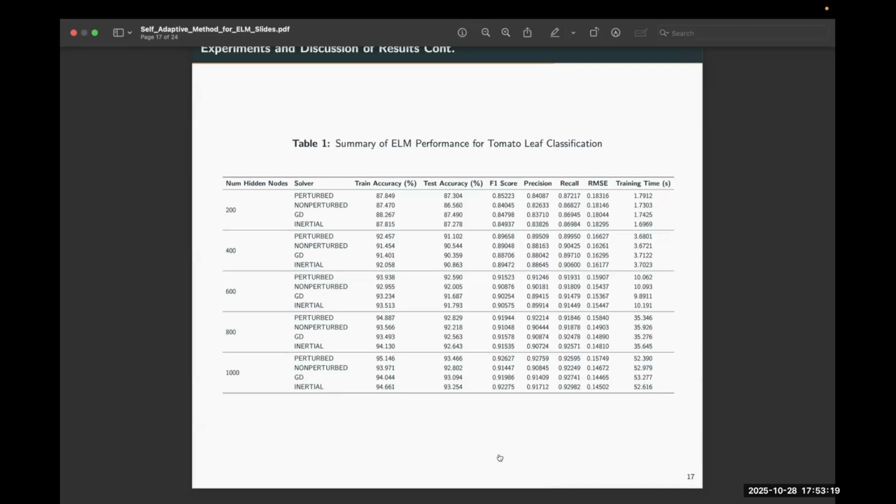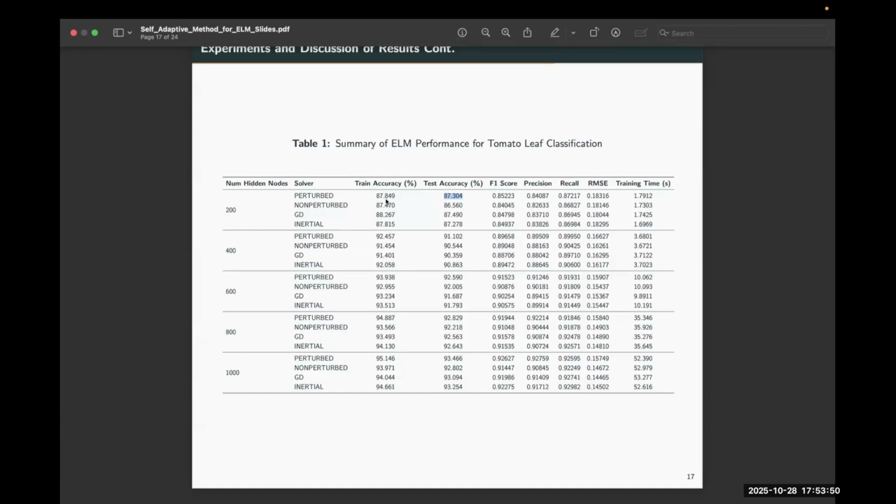We vary the number of hidden nodes. And theoretically, we know the more you increase the number of hidden nodes, the more accuracy you have. We can see from the result here in the first one, we have 200 hidden nodes. The Part2 algorithm here has about 87.8 for training accuracy and testing accuracy. So you can see these are very close. And the F1, precision, recall, and RMSE, and the training time is 1.79 compared to the other ones.